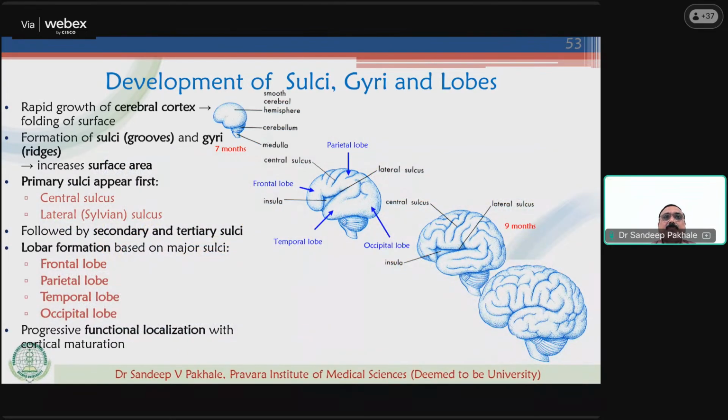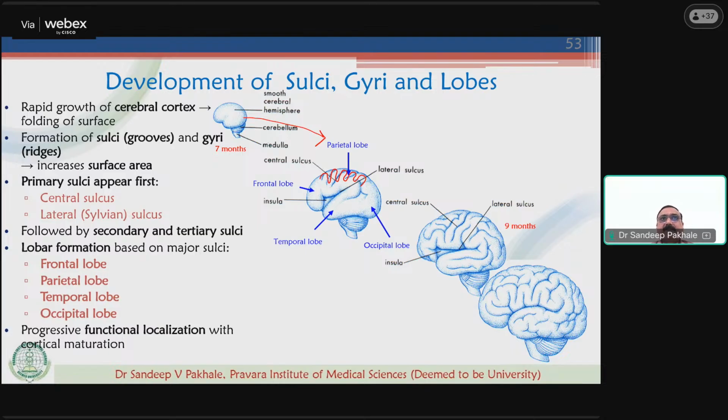Now coming to the development of the cerebral hemisphere: sulci, gyri, and lobes. As the cerebral cortex grows rapidly, it cannot expand uniformly within the skull, leading to folding of the surface. So you can see here the growth of the cerebral hemisphere. This results in the formation of sulci and gyri, which significantly increases the surface area for higher functions.